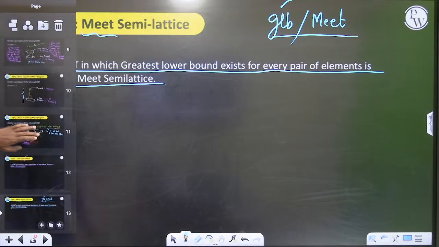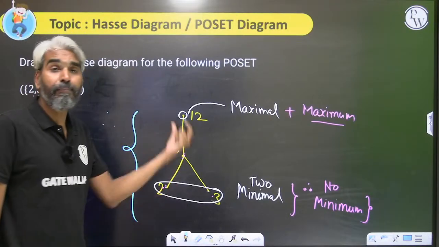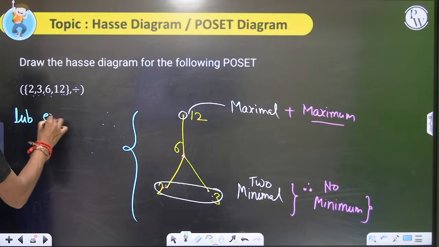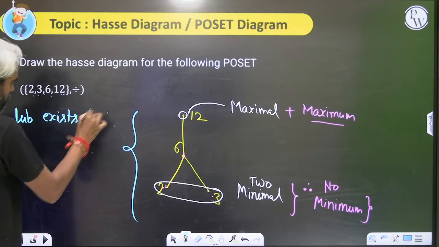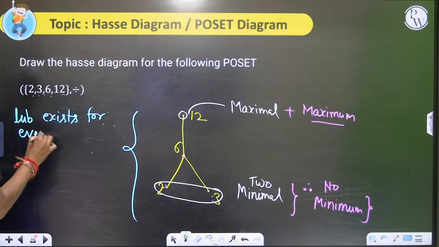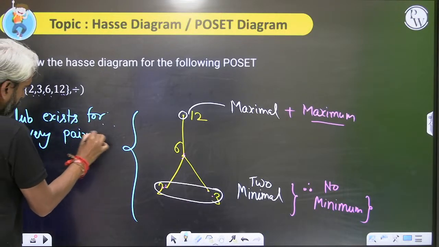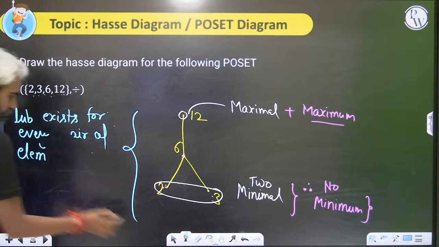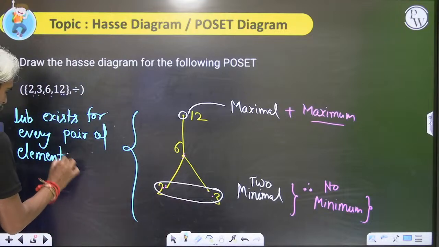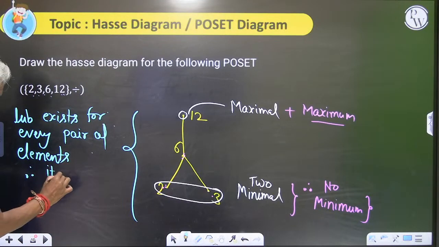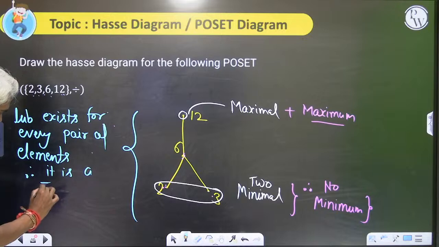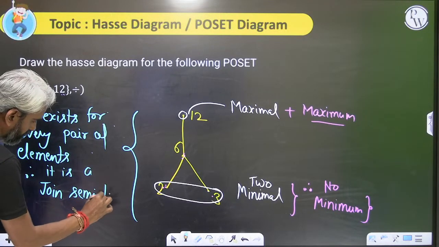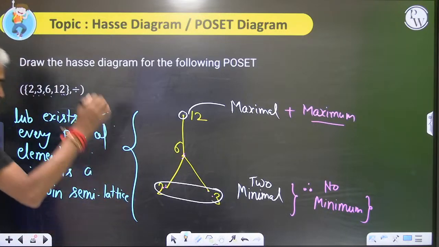Let's go back to the same diagram. Now, here, least upper bound exists for every pair of elements. So, can I say LUB exists for every pair of elements? Therefore, it is a join semi-lattice. Clear? Okay, sir. These are join semi-lattices.